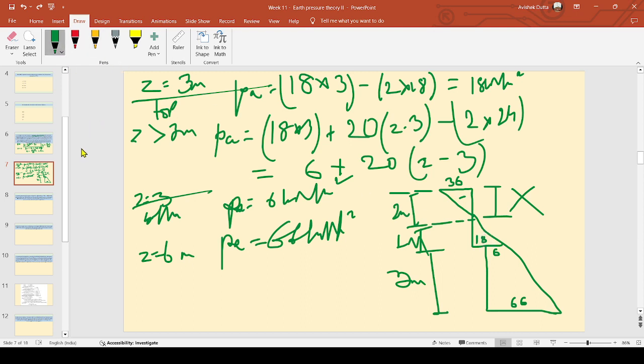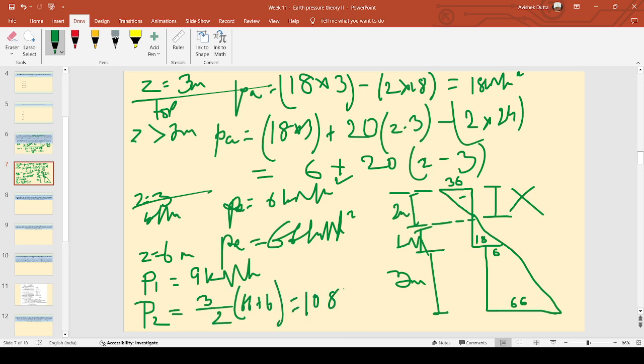For the topsoil below the tension crack, what is the pressure? P1 will be half into Ka into how much? No need to find out K, we have already found out 18. So half into 1 into 18, that is 9 kilonewton per meter, right? Yes, 9 kilonewton per meter. And for this, what is the formula for area of a trapezoid? H by 2 into A plus B. So this is 3 by 2 into 66 plus 6. It is equal to 108 kilonewton per meter.